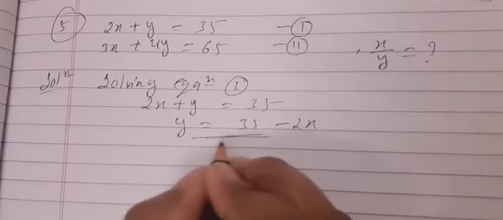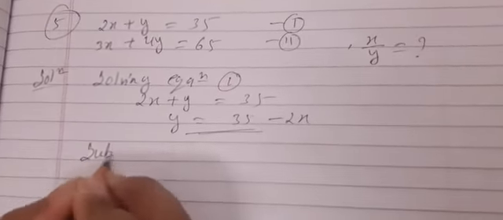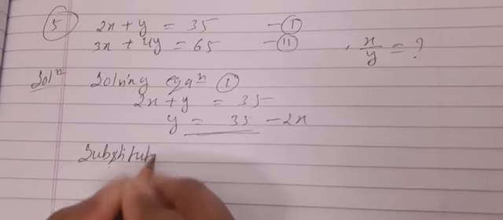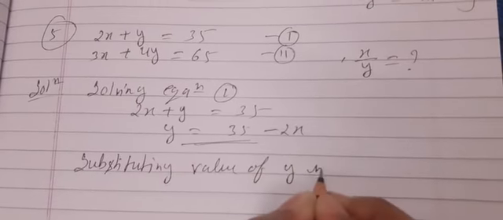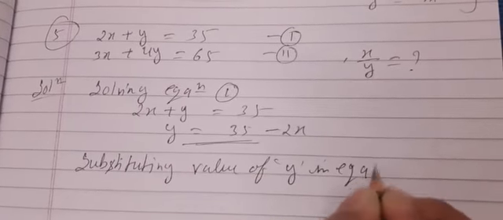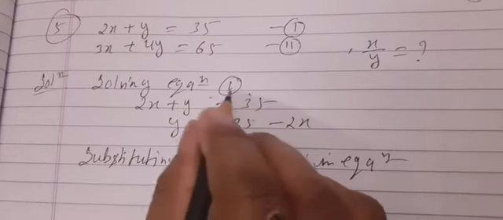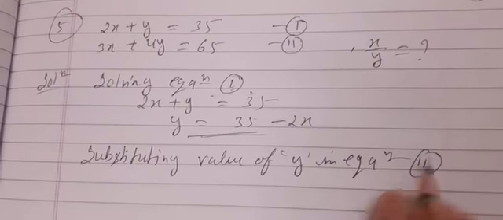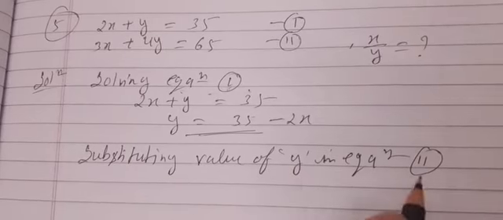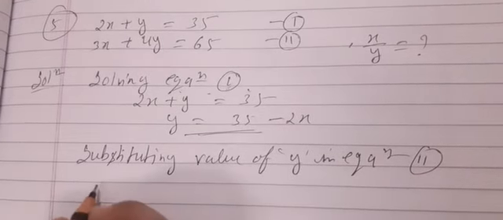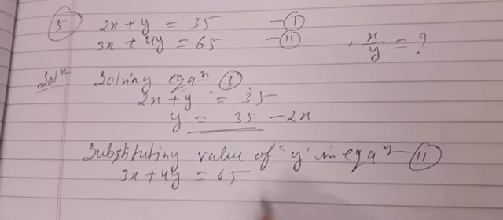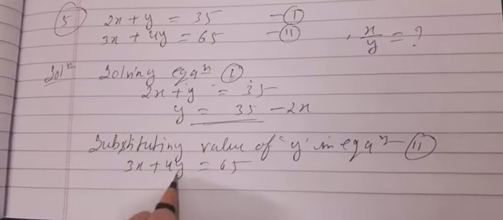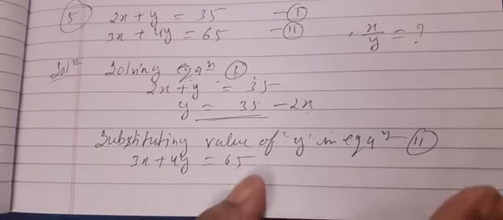We will put this value of y in equation 2, so substituting value of y in equation, be careful because we have solved equation 1, so we'll put it in equation 2. If we have solved equation 2, then we will put this value in 1. Then what is equation 2? That was 3x plus 4y is equal to 65. Okay, in place of y I am going to write it on the next page.